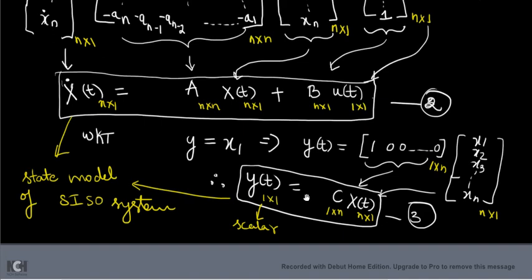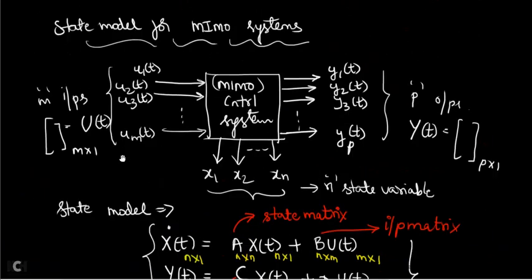This derivation will be asked: derive the expression for the state model of a single input single output system. For 6 or 8 marks they can ask the derivation. So this is the important derivation. Equations 2 and 3 are called the state model for SISO system. Now what is the expression for MIMO system? There is no derivation for that. Straight away we will remember the equation.